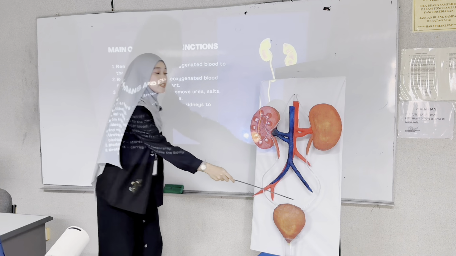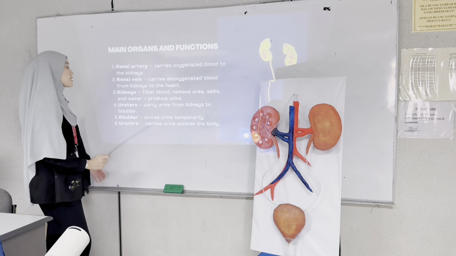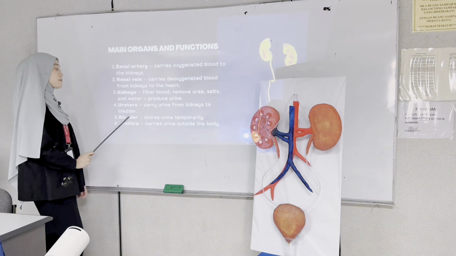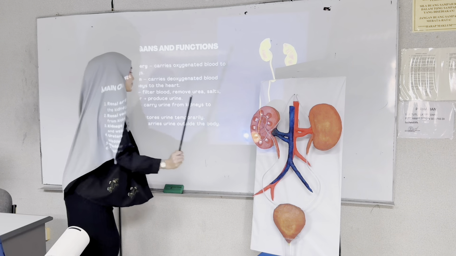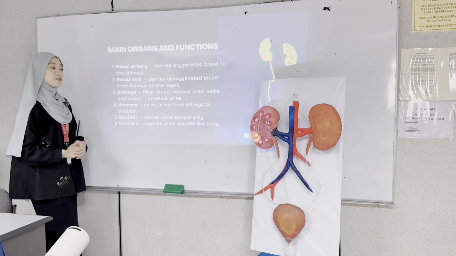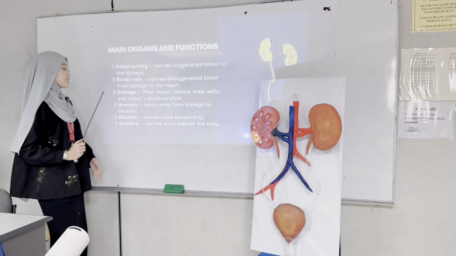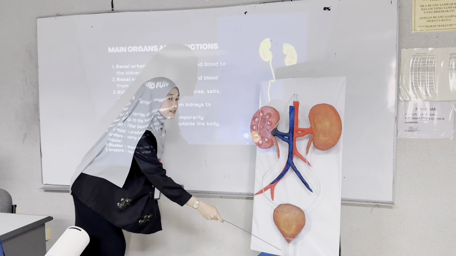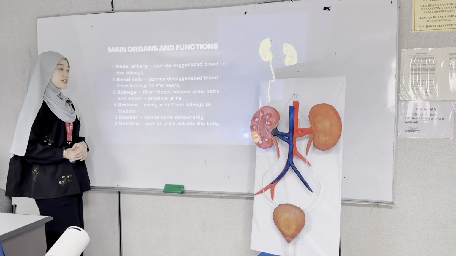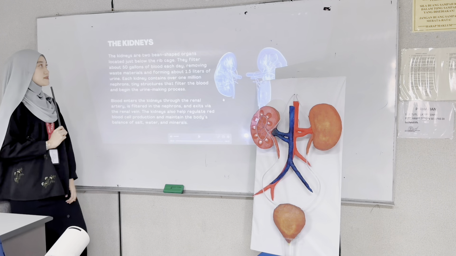So, this is our ureters. The ureters carry urine from the kidneys to the bladder. This is our bladder. The bladder stores urine temporarily until we are ready to release it. The last part is the urethra. This is our urethra. It carries urine outside the body. We move to the next slide.